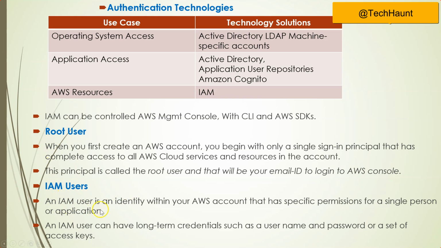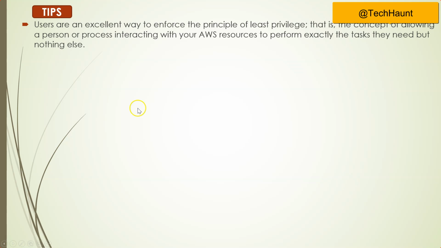Okay, so an IAM user is an identity within your AWS account that has specific permissions for a single person or application. An IAM user can have long-term credentials such as a username and password, or a set of access keys. So here's a tip: users are an excellent way to enforce the principle of least privilege. That is the concept of having a person or process interacting with your AWS resources perform exactly the task they need, but nothing else. So you are going to provide exactly the same privileges to a user as per their jobs and roles.